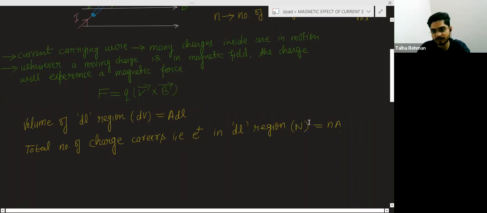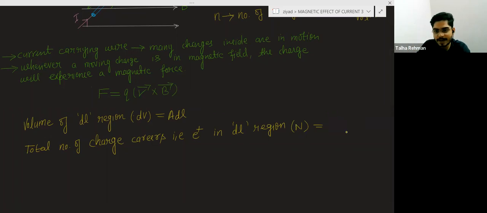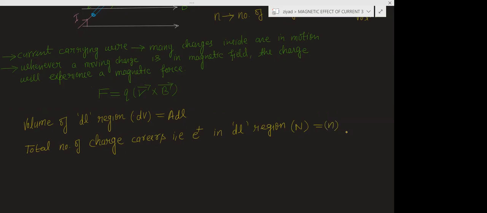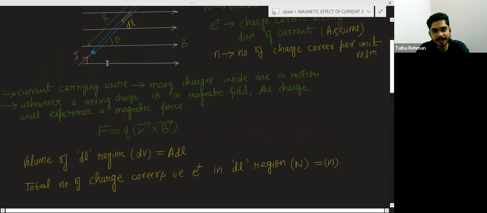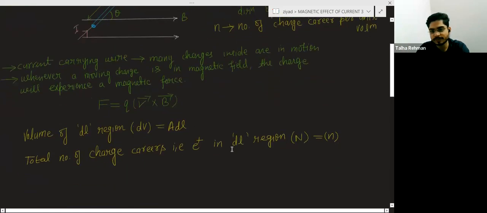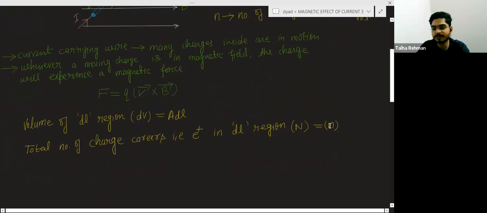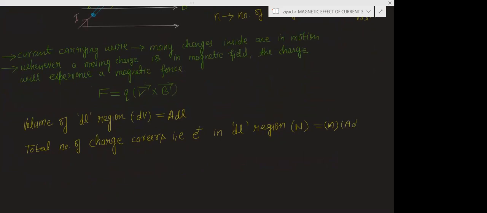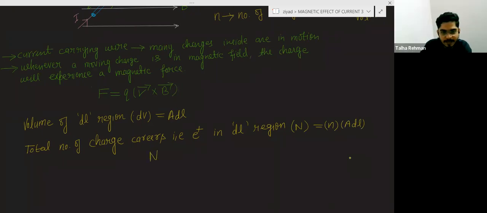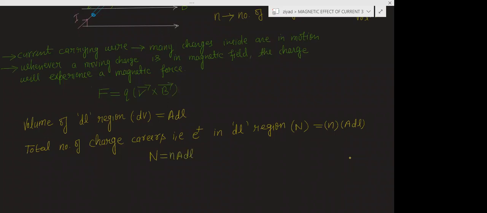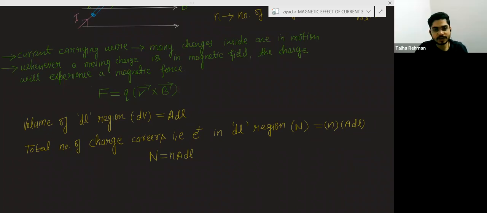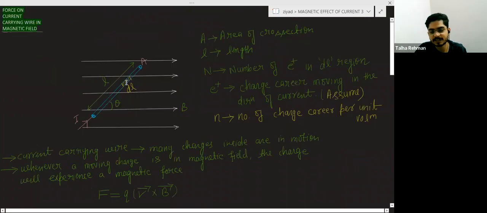How have I written this? See, for unit volume you have a small n charge carriers. If you want to find the charge carriers in this A dl volume, then you will multiply this small n with A dl, simply. Now we have capital N, that is n A dl. We have just calculated the total number of charge carriers in this region.